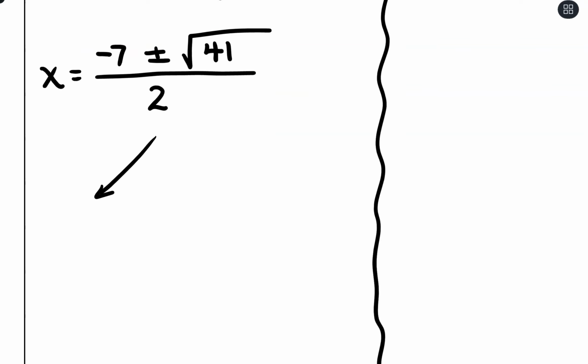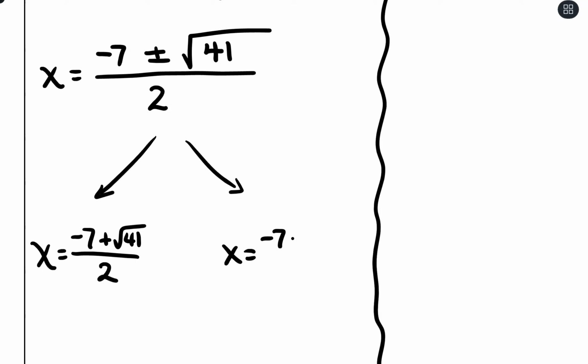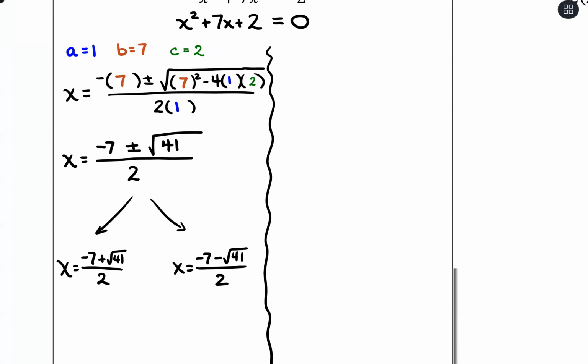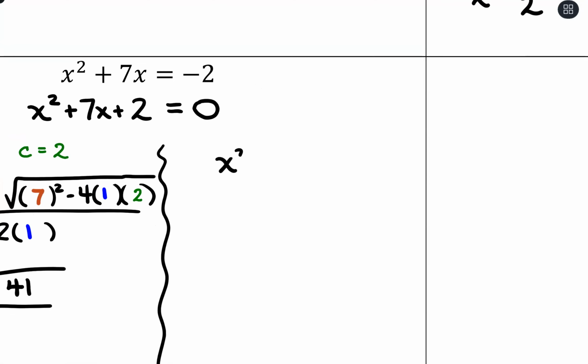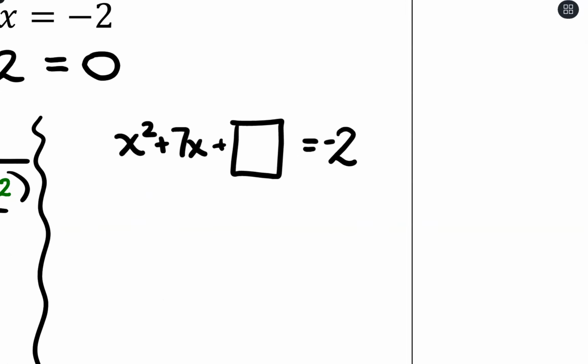If we wanted to, we could split it up with x equals negative 7 plus root 41 over 2, and x equals negative 7 minus root 41 over 2. That works as well. Let's talk about if we went the route of completing the square here. Actually, I would leave this in that form, x squared plus 7x, I'm going to be adding something on, equals a negative 2. Now, completing the square here, so what I would be thinking of is 7 divided by 2 and squaring that, which is going to make a fraction for us, but we can do it.